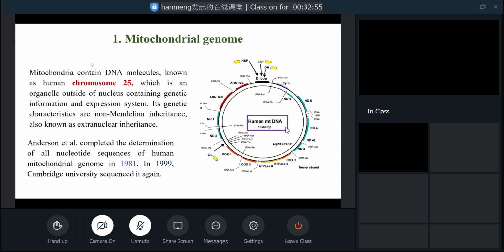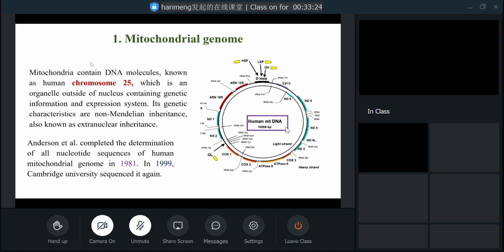Because when a cell divides into two cells, the mitochondria randomly enter the two daughter cells. So it is non-Mendelian inheritance.